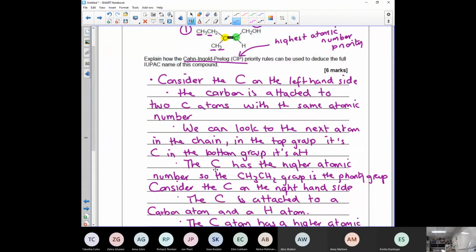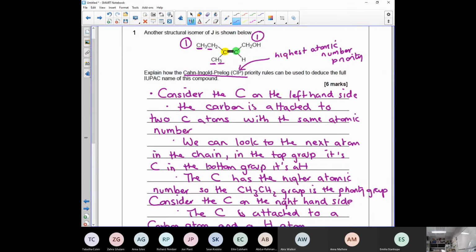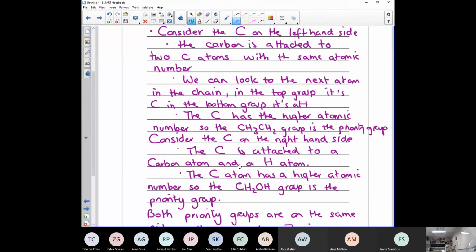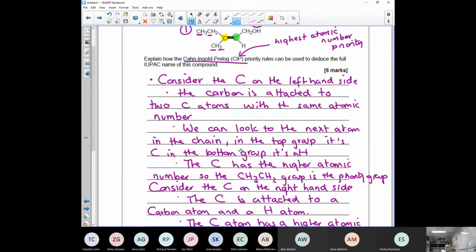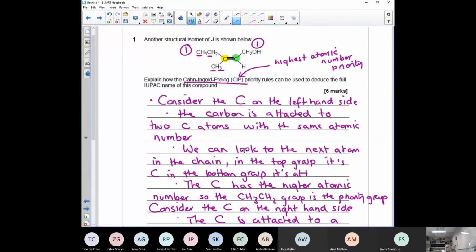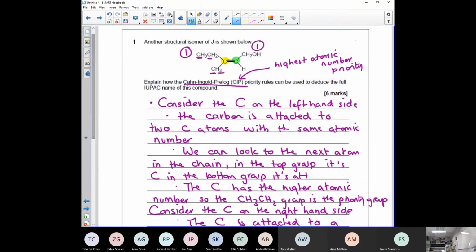Right, so this is one thing that I forgot to do when I was looking through these questions. Because you do all that writing, you kind of forget what the whole question is. So it's always good to go back and check. So we've explained how our priority rules can be used to deduce the full IUPAC name, but we have to give the IUPAC name of this compound. I do believe that is one of the marks, so one of the marks is to actually give the IUPAC name.